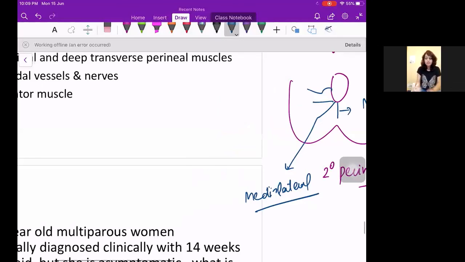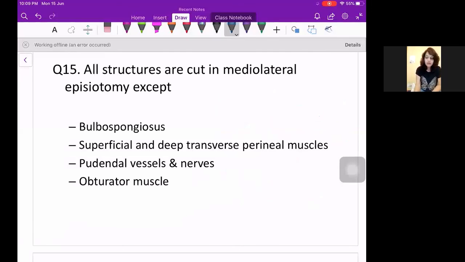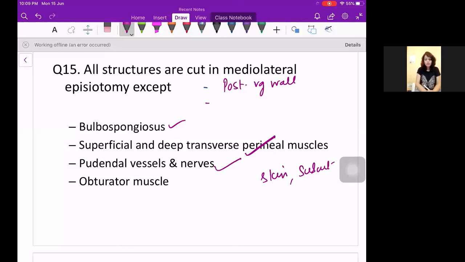So what are the structures that are cut in mediolateral episiotomy? The posterior vaginal wall, the bulbospongiosus muscle, the superficial and deep transverse perineal muscles, the pudendal vessels and nerves, then the skin and the subcutaneous perineal tissue, but the obturator muscle is not cut. So this is a very simple and basic question.